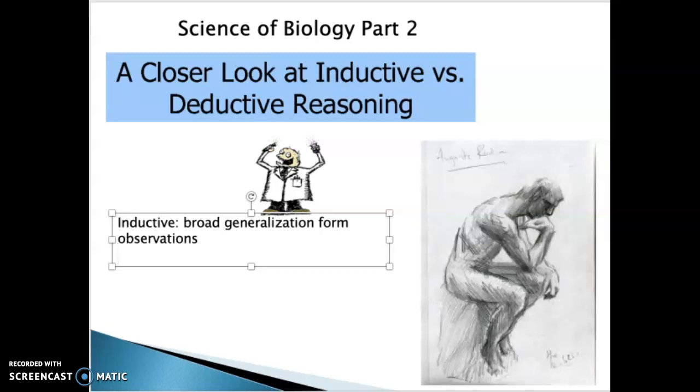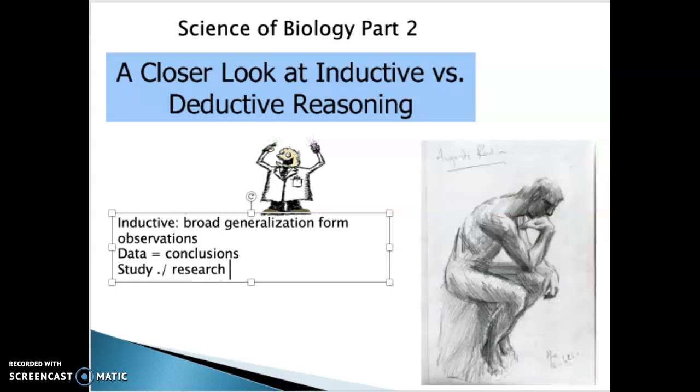Data equals conclusions. Now, you may say, well, you don't have enough data. Okay, I get that. I can draw a temporary conclusion, but yes, I want to accumulate more data. In order to accumulate data, you need to be able to do a study, using a specific research method to then be able to get your data.